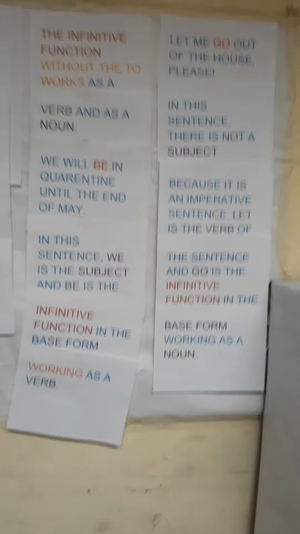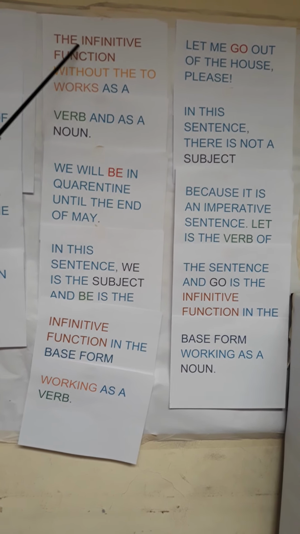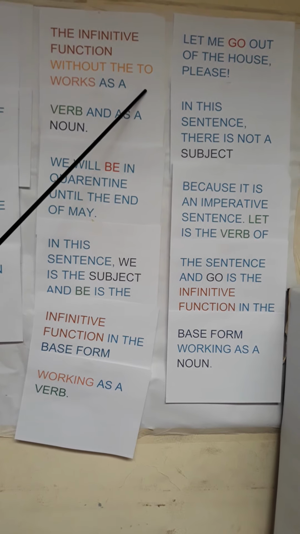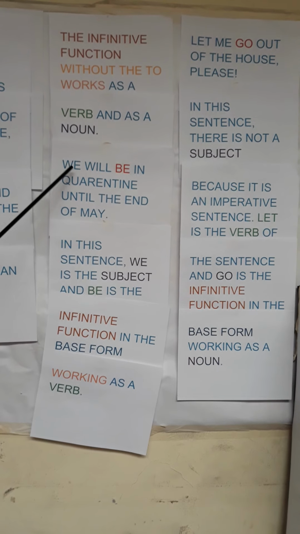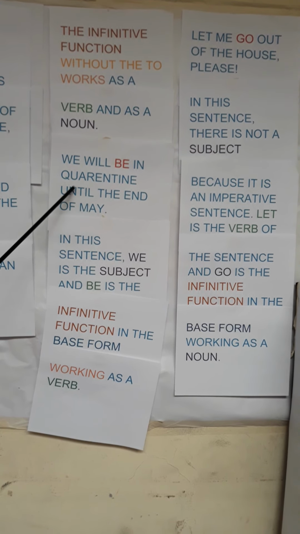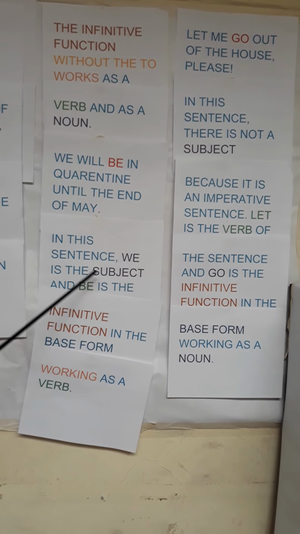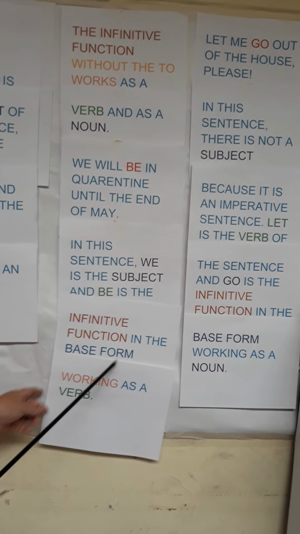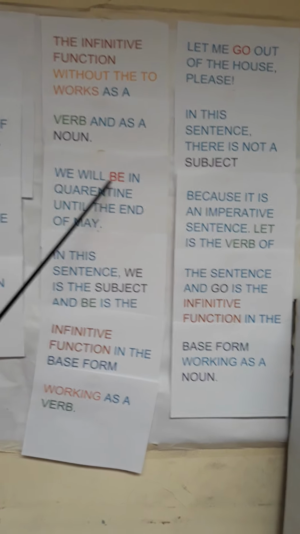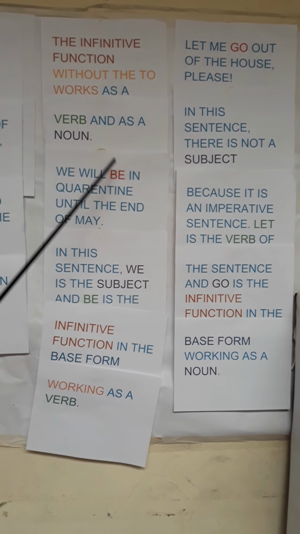Okay. So now, as you can see, there is another infinitive function that is the one without the to, and it works as a verb and as a noun. For example, we will be in quarantine until the end of May. In this sentence, we is the subject and be is the infinitive function in the base form, working as the main verb of the sentence. We have a future form here. Will is the auxiliary, plus be, which is the base form of the main verb.